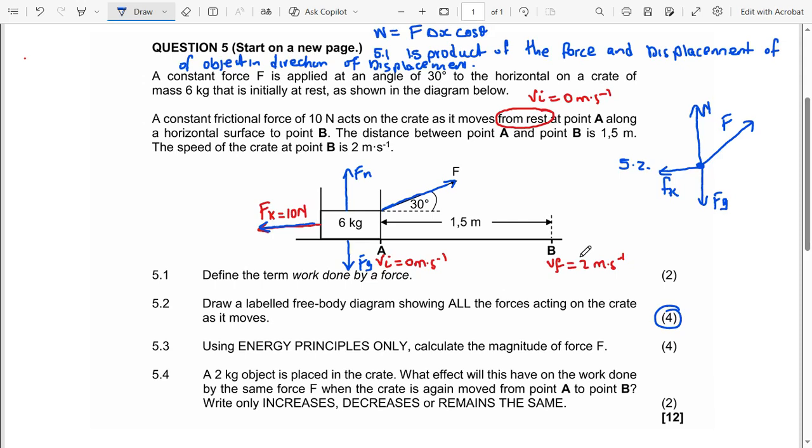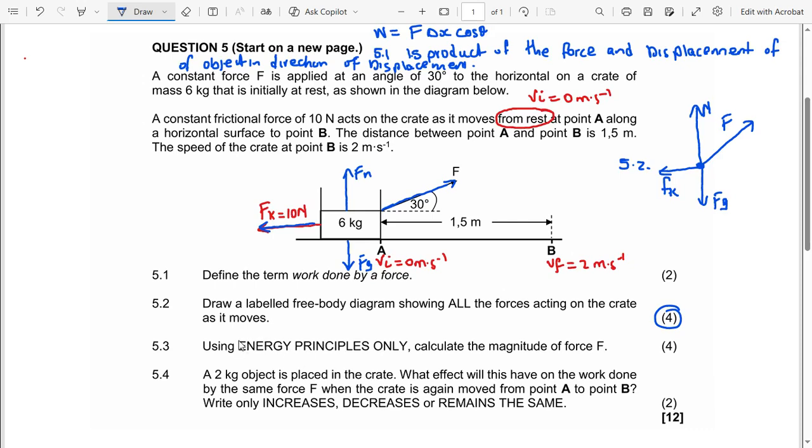There are many ways that you can do it, but I always like to make my life simple. So I'll go with the easiest method. The easiest method that I'm going to go with is that they said you must use energy principles. You must use the energy principle only. We need to use either the work done by the non-conservative force or the work-energy theorem. So let's explain this energy principle.